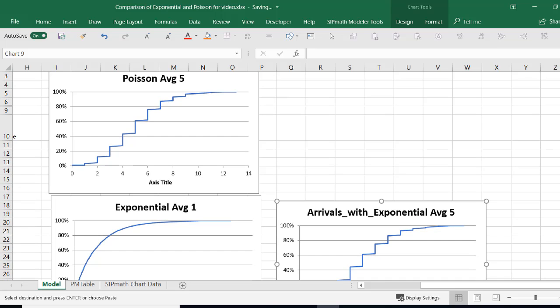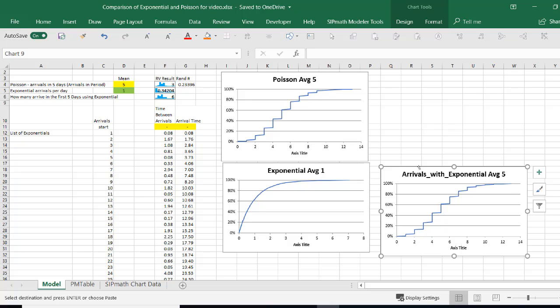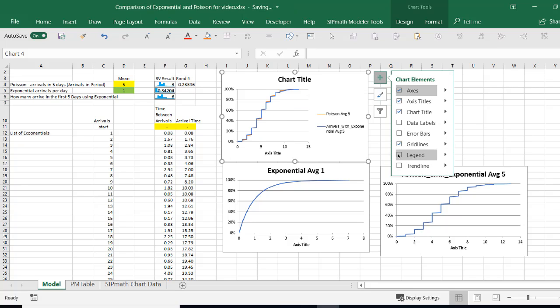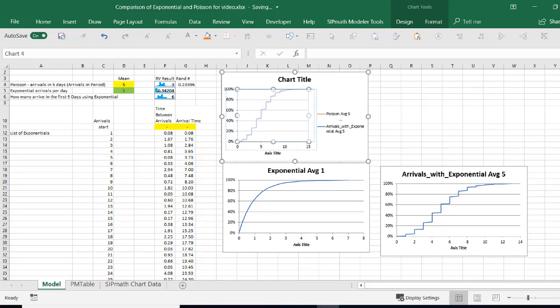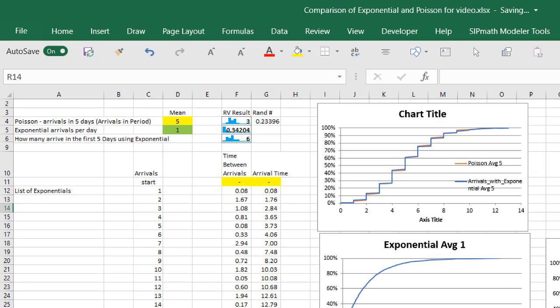Now what I really want to do is compare these two distributions. So I want to combine these two distributions. I can do that by taking this graphic and copying it, Control C, coming up here and picking this one and saying Control V. And now I have them together, and I'll add a legend. And there is the comparison, and you can see that they are the same.